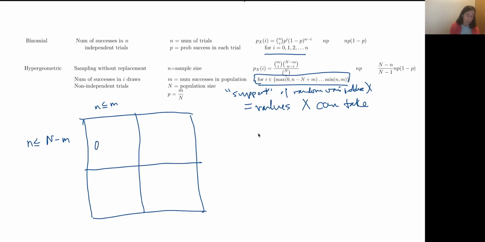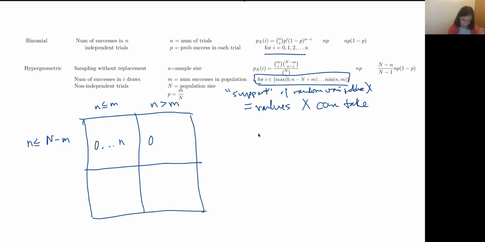It's possible to have 0 successes. It's possible to have all successes. Okay, so the danger of exhausting the sample is not something we have to worry about. But if we're in this situation, where the number of things we're taking out of the population is actually bigger than the total number of successes in the population, then that sample cannot have more successes than there actually are in the population.